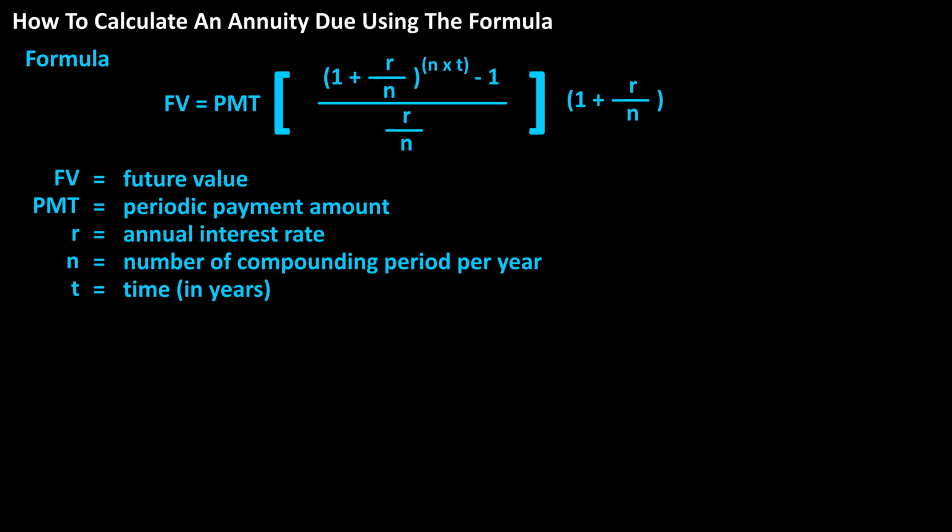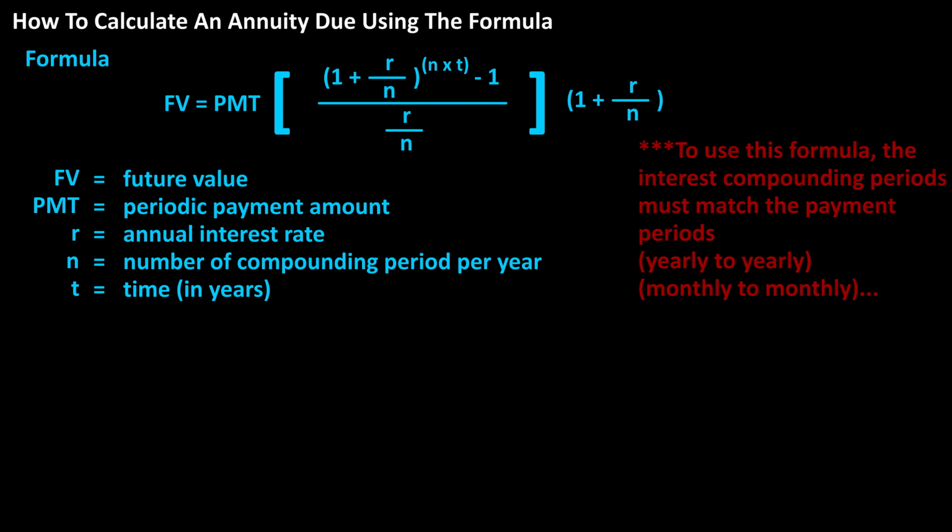The formula to calculate the future value of an annuity due is future value equals the payment amount times the quantity 1 plus the annual rate divided by the number of compounding periods per year, raised to the number of compounding periods per year times the time in years, minus 1, divided by the quantity the annual rate divided by the number of compounding periods per year, times the quantity 1 plus the rate divided by the number of compounding periods per year. Here is the formula with all of the variables listed.